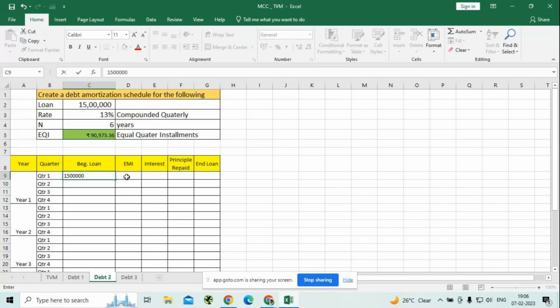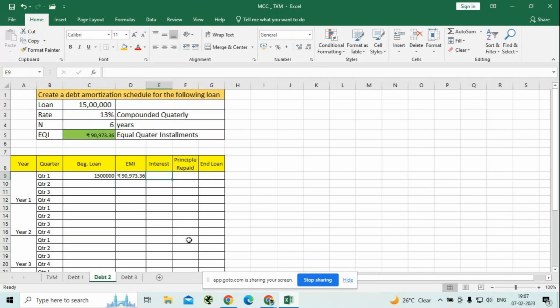Then what is the EMI? So this will be this, and this will be fixed. So the interest amount equals beginning loan into the interest rate, which is 13%.